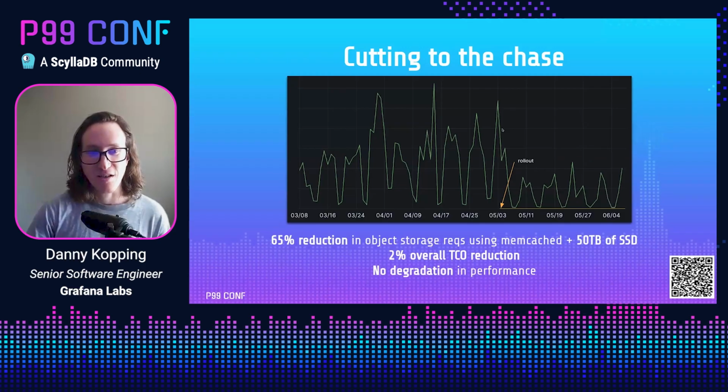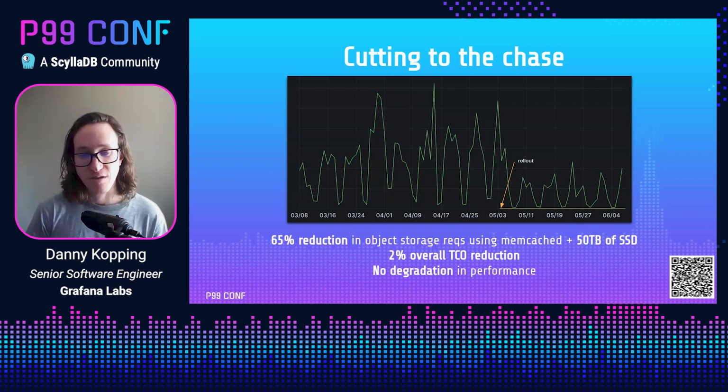you how we scaled up our Memcached cluster 42x in size to solve a reliability problem and ended up cutting costs in the process as well, which was a surprising but welcome result. So in today's presentation, I'm going to be showing you how we reduced our object storage requests 65% using this massive cache. We saw a 2% reduction in TCO through this process, and there was no degradation in performance.